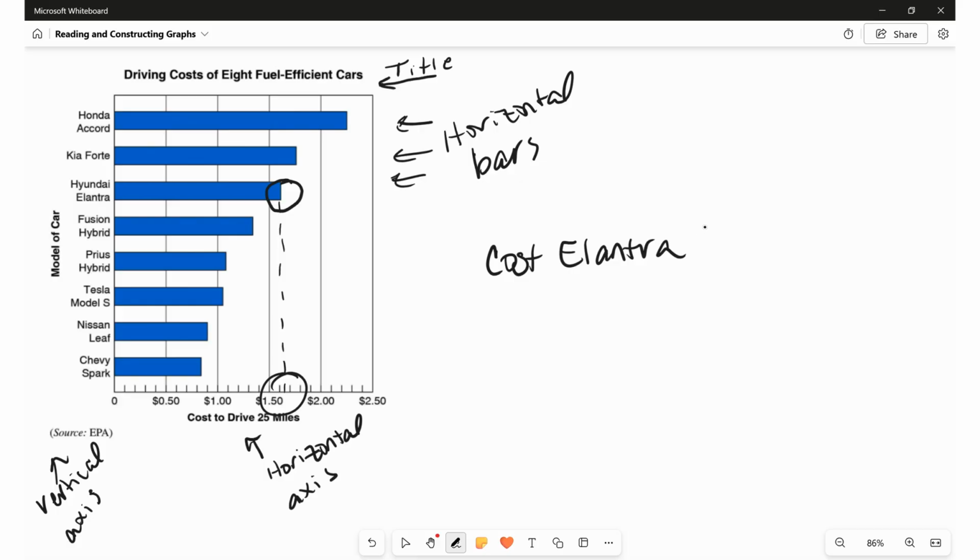So we could choose the amount from a list of things. We could say that it's a little more than $1.50. Okay. Several different things that we can tell here.